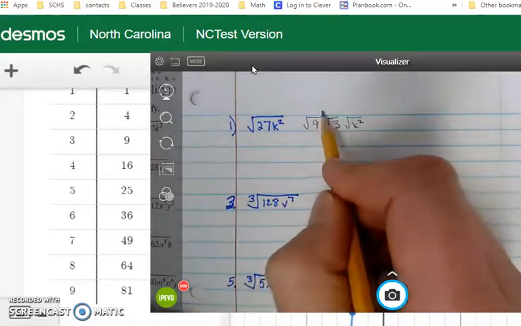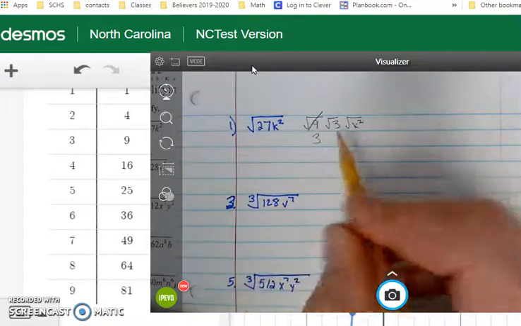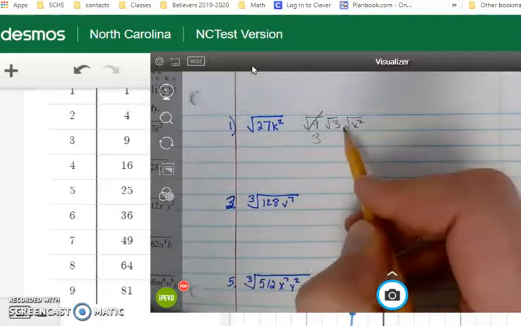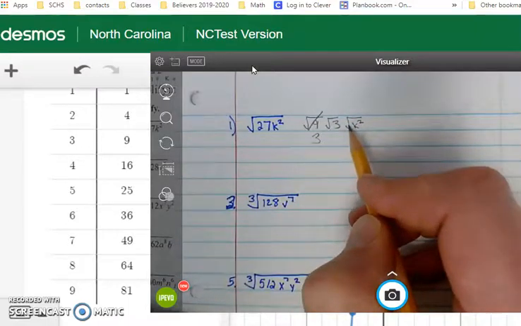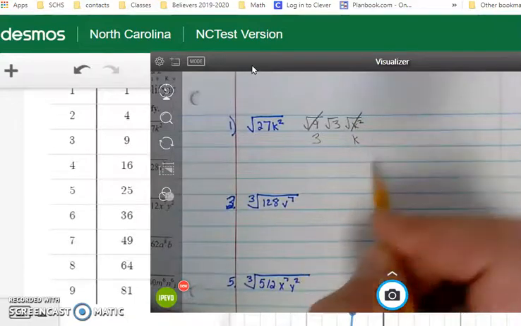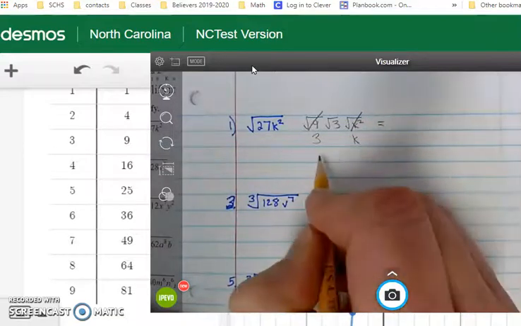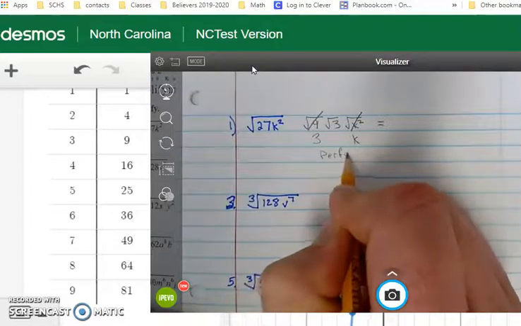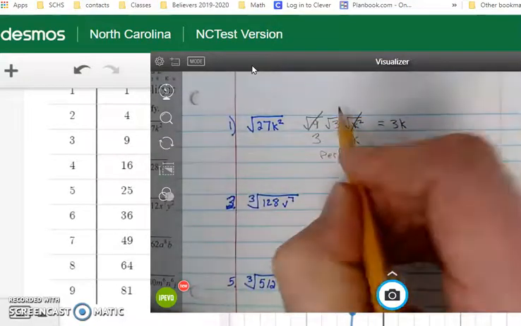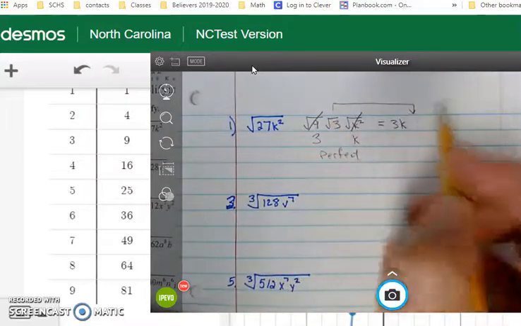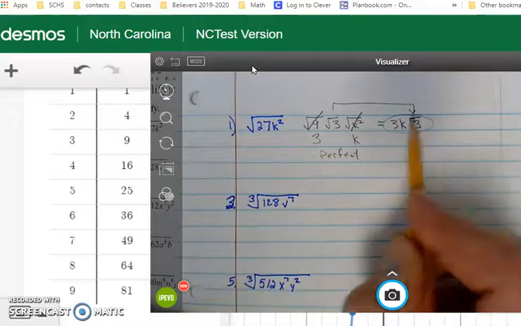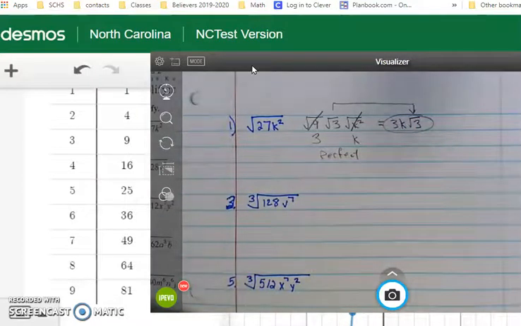What is the square root of 9? Well, that's a 3. The square root of 3 is not perfect, so I'm going to leave it alone. And the square root of k squared, well, a square root and a square shows that that's perfect, so that's a k. When I put all this together, my perfect numbers out here become my coefficient, and the non-perfect numbers go on the inside. And there's my simplified version.